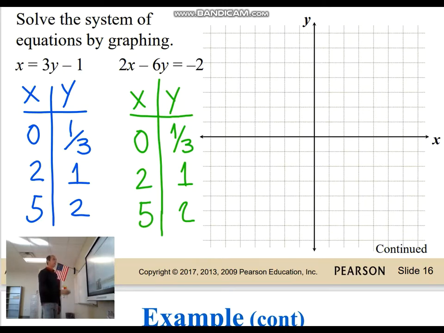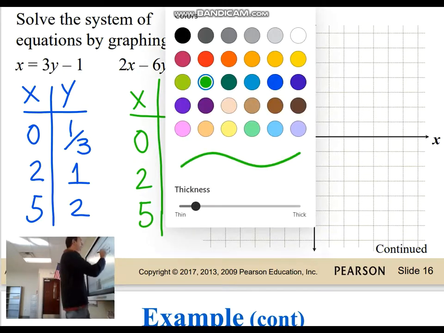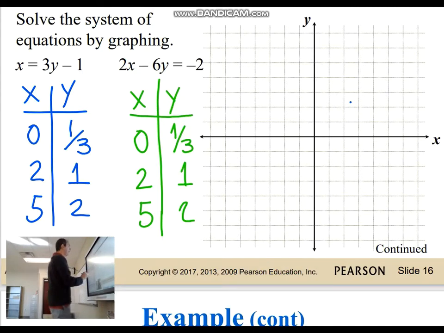Check this out. They have the same points. It looks like they are coincident. They are on the same place, the same position, right? X equals 0, y equals 1 over 3. Here, x equals 2, y equals 1. And the other point is x equals 5, y equals 2. So we have 3 points.